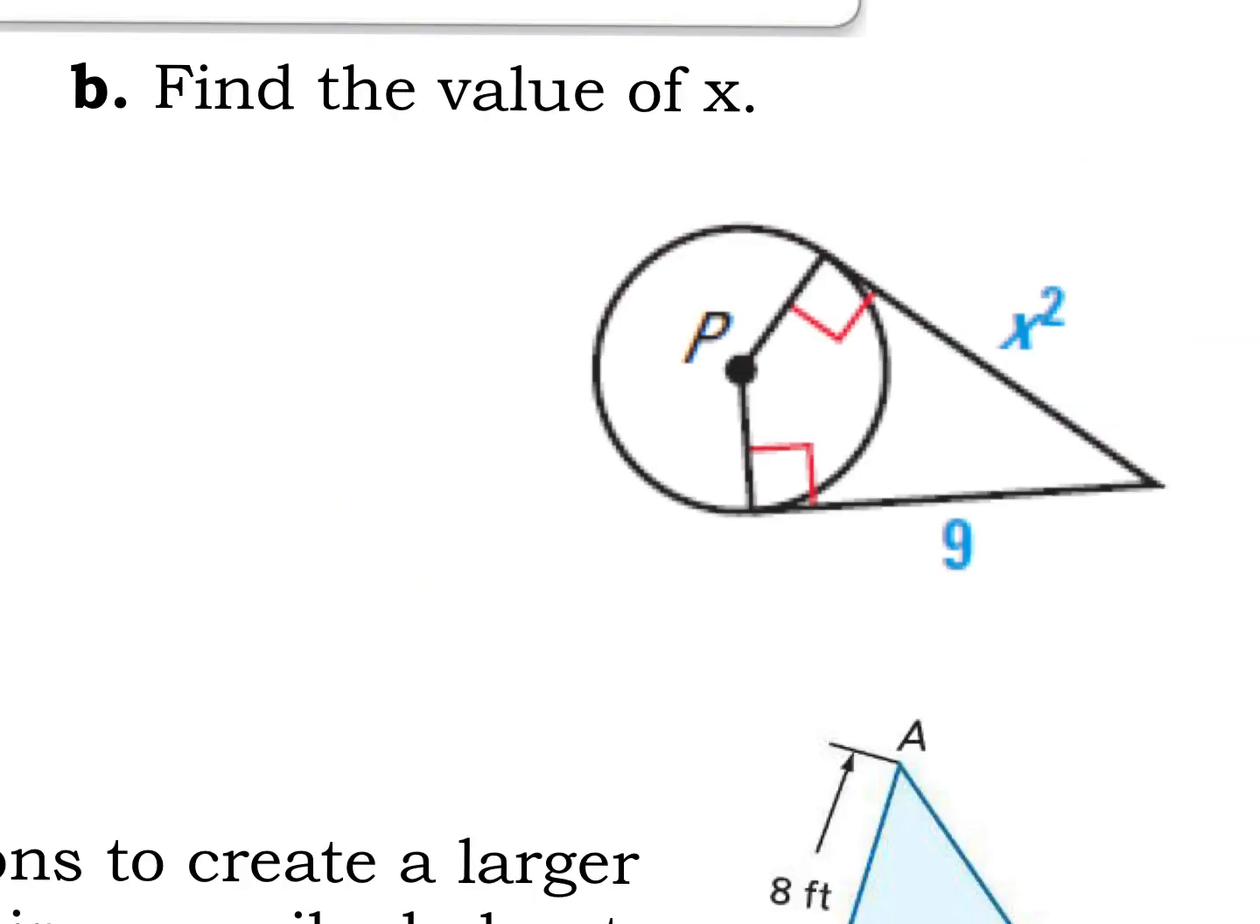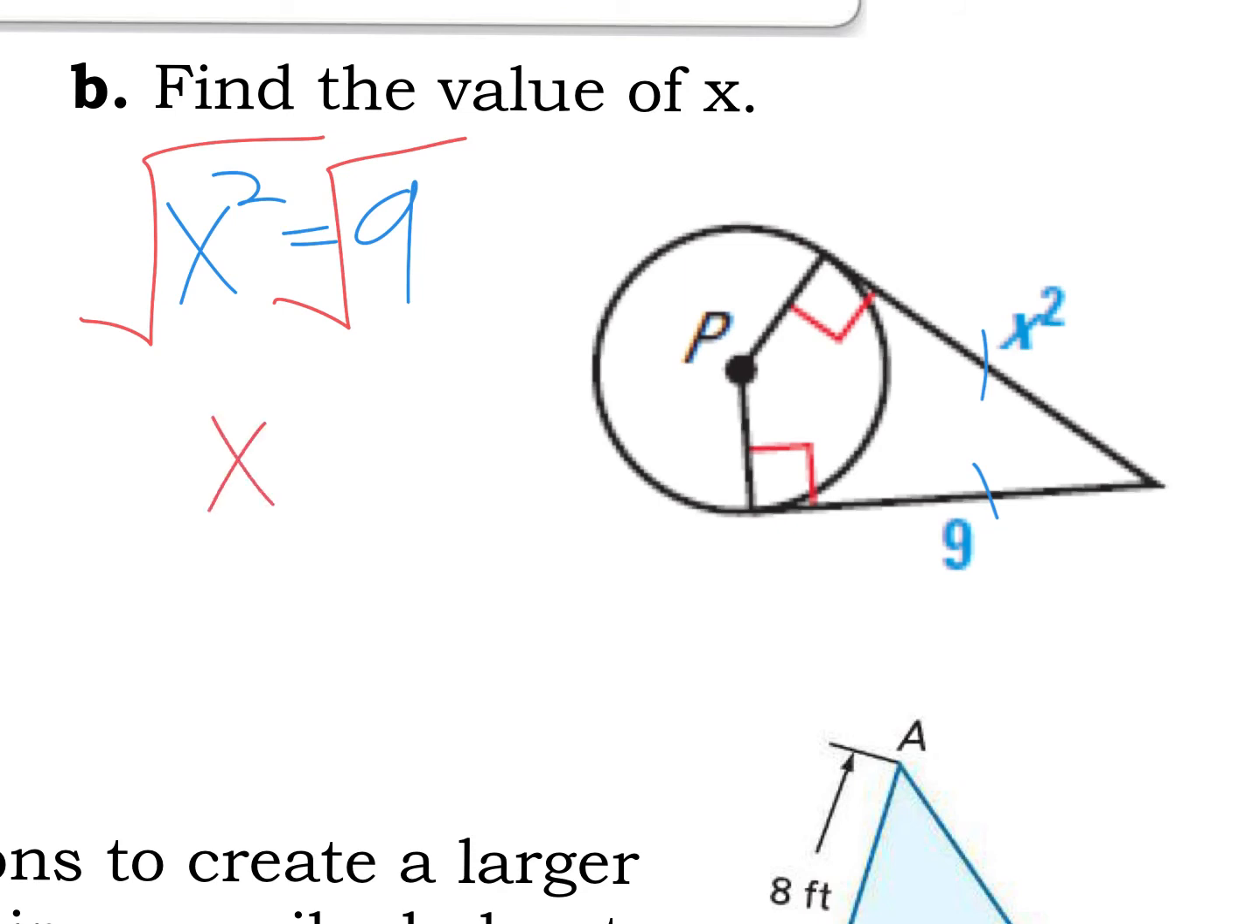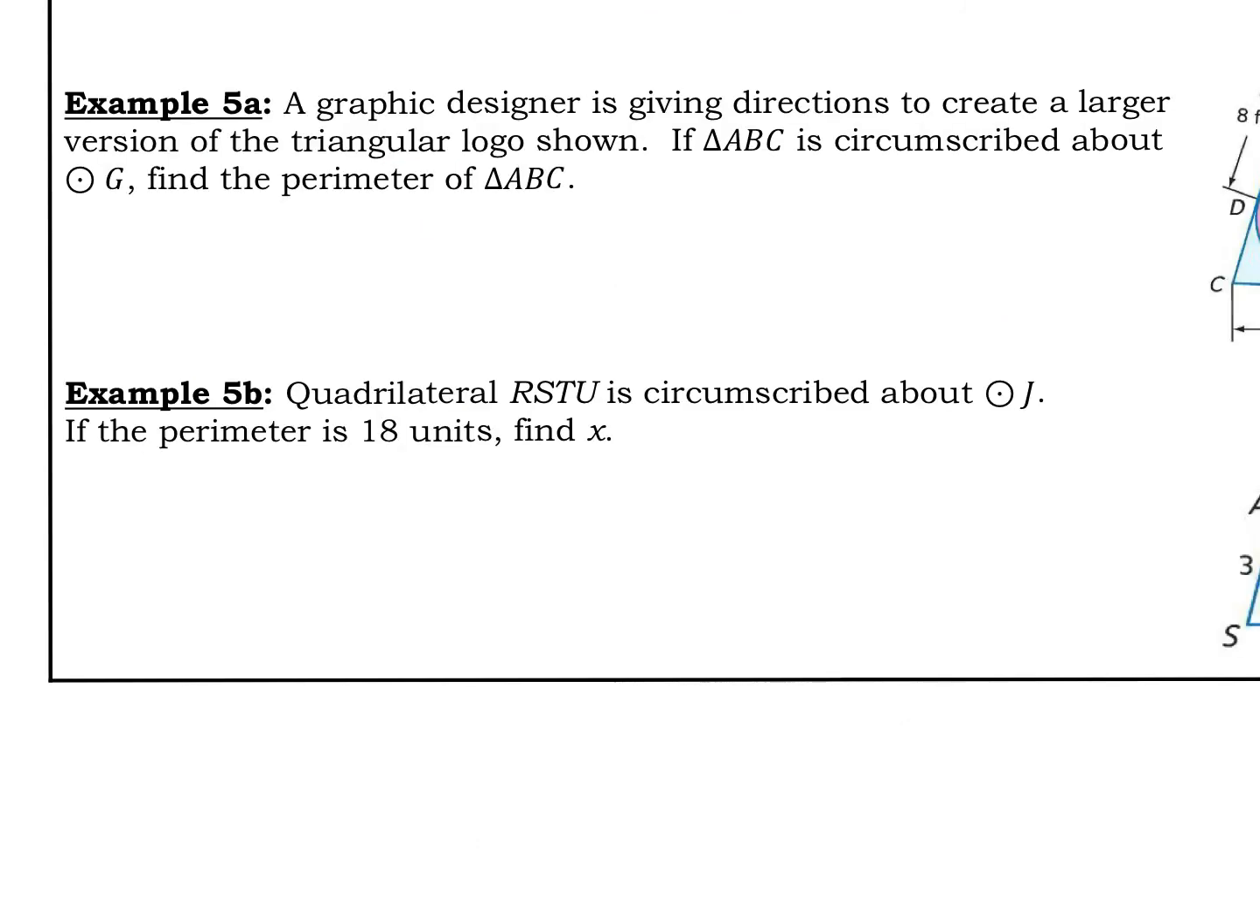In example B, we're given x squared on one part and 9 on the other. So we know they're congruent. So if x squared equals 9, well, if you're not very good with your perfect squares, just square root both sides. And the square root of x squared is x, and the square root of 9 is 3, because 3 squared is 9. So x is 3.